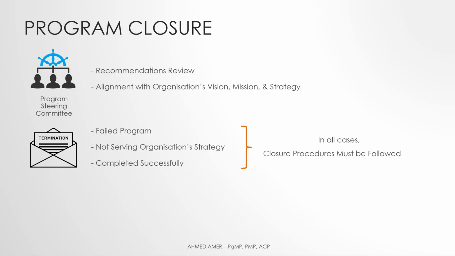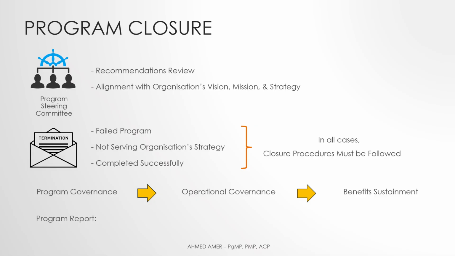During program closure, it's crucial to shift from program governance to operational governance. How the program was managed will diminish against how ongoing operations will manage the outcomes. This transition directly affects how well the program's benefits were achieved and will be sustained. Finally, a program report is prepared and must be approved by governance participants. This report summarizes the program's performance outcomes and lessons learned.